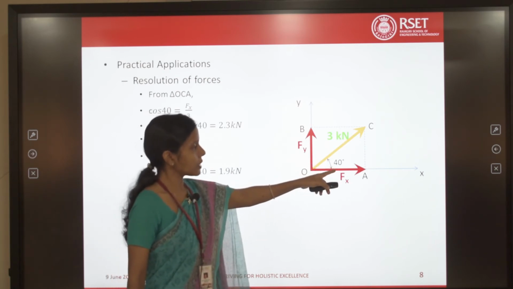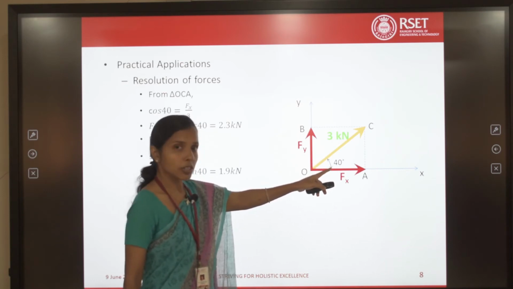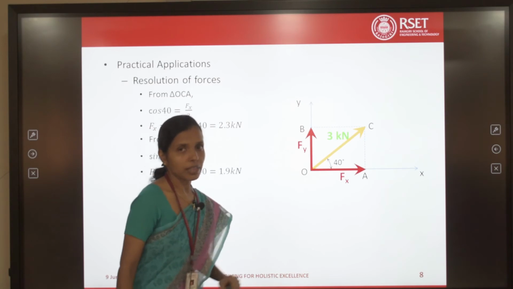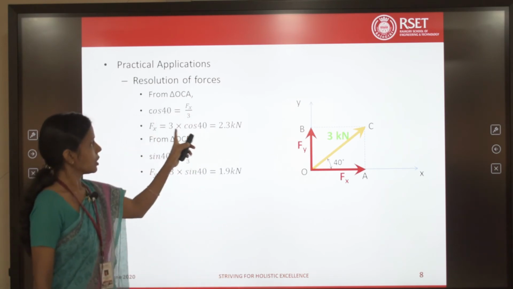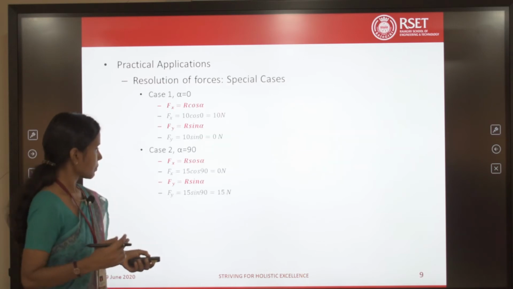So, whichever component is making an angle with the resultant, that component will be the cos component and the other component will be the sin component, right. Fx is 3 cos 40 and Fy is 3 sin 40, okay.